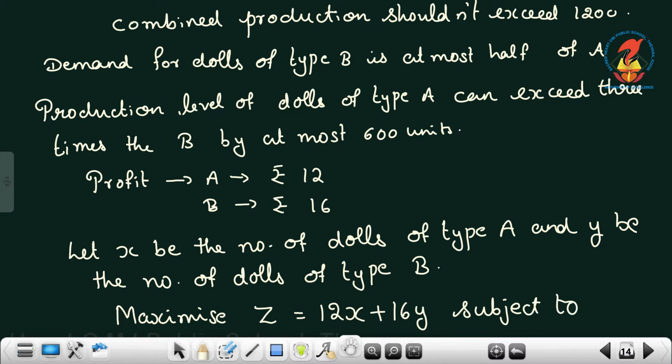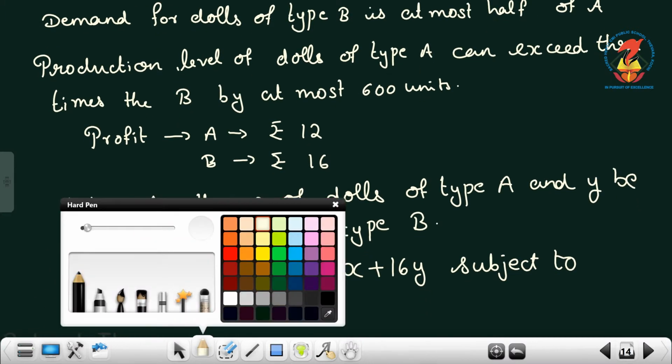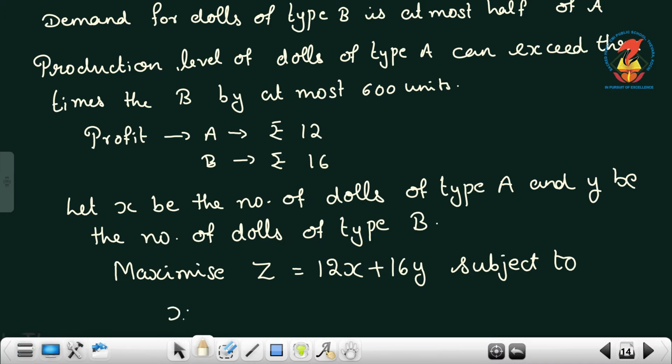What are the constraints? The combined production should not exceed 1,200. That is the first sentence given in the question. Combined production means X, the number of dolls of type A, and Y, the number of dolls of type B. The combined should not exceed 1,200. So, X plus Y less than or equal to 1,200.